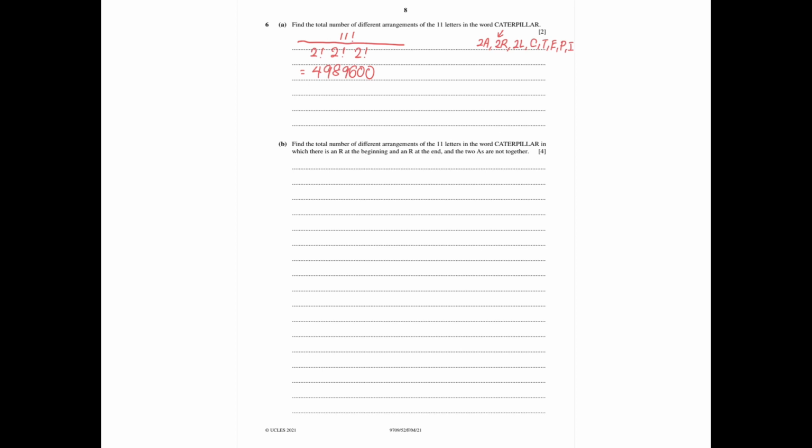Let's look at part B then. Find the total number of different arrangements of the 11 letters in the word caterpillar, in which there is an R at the beginning and an R at the end, and the two A's are not together. So we have 11 positions, and you have to put R in front and R at the back. So for the A's, they cannot stay together. So it has to be separated.